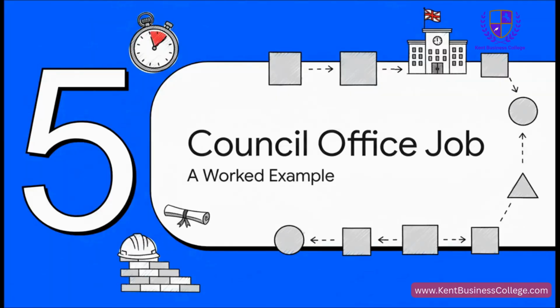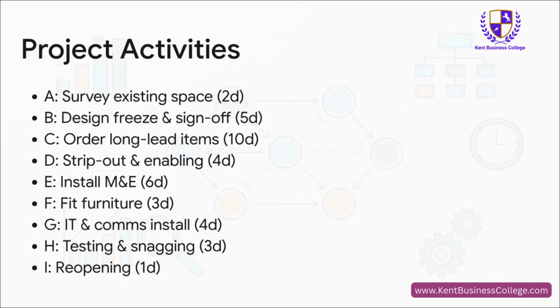Okay, enough theory. Let's get our hands dirty with a proper British example, shall we? We're going to plan a small refurbishment for a council office. I promise you, this is going to make all those numbers and rules suddenly click into place. Right then, here's our mission. We've got 9 jobs from A through to I to get this council office looking sharp. We've got the survey, the design, ordering all the bits and bobs, ripping out the old stuff, you know the drill. Let's figure out how long this little job is actually going to take us.